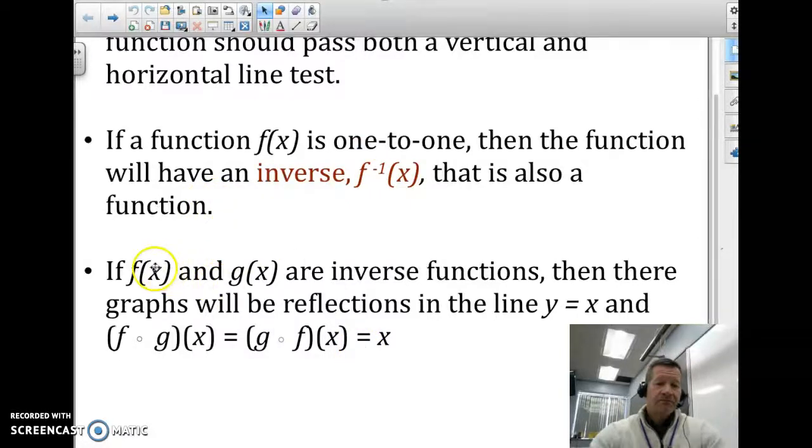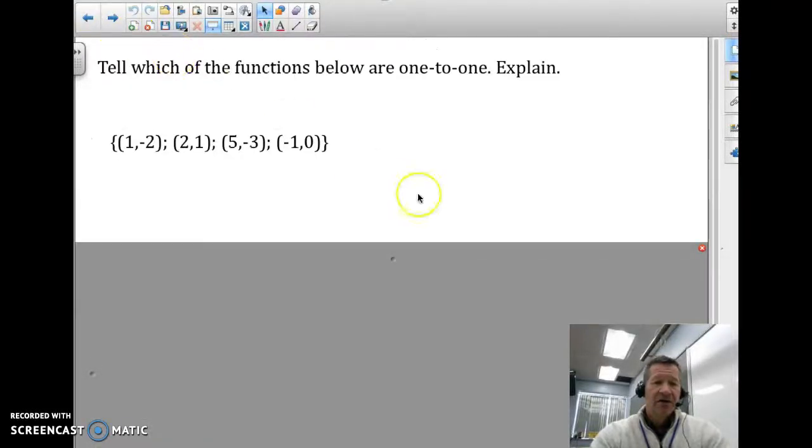Now, if two functions are indeed inverses, then their graphs will be reflections in the line y equals x. So when you graph them both, you'll be able to flip one graph over the line y equals x and see that its inverse is the reflection of that graph. And also, both f of g of x and g of f of x will be equal to x if they are inverses. So that's a good way to prove that two functions are inverses of one another.